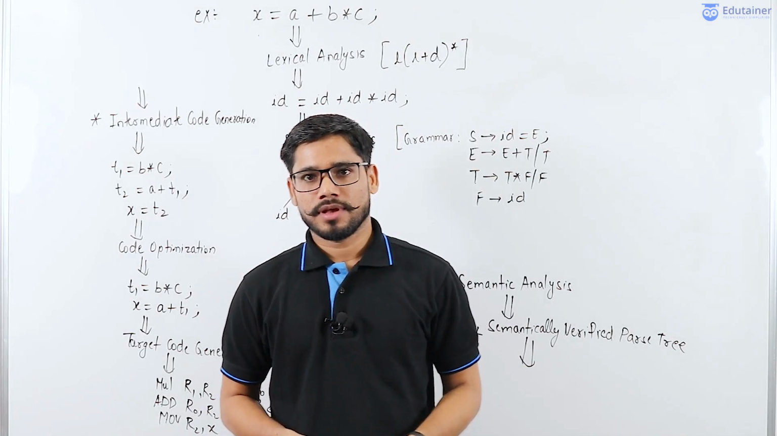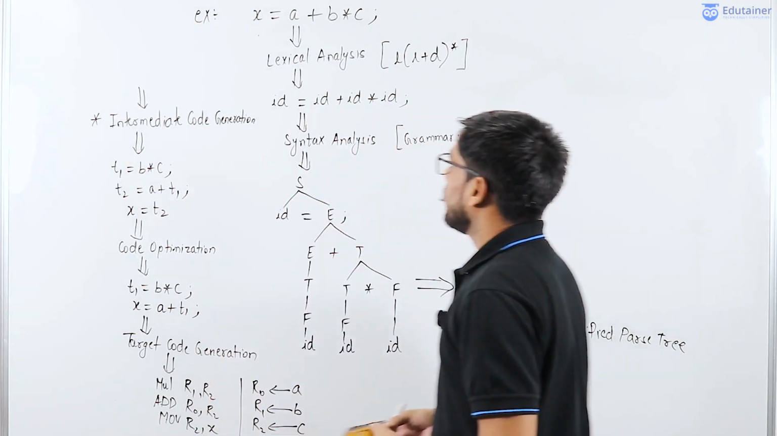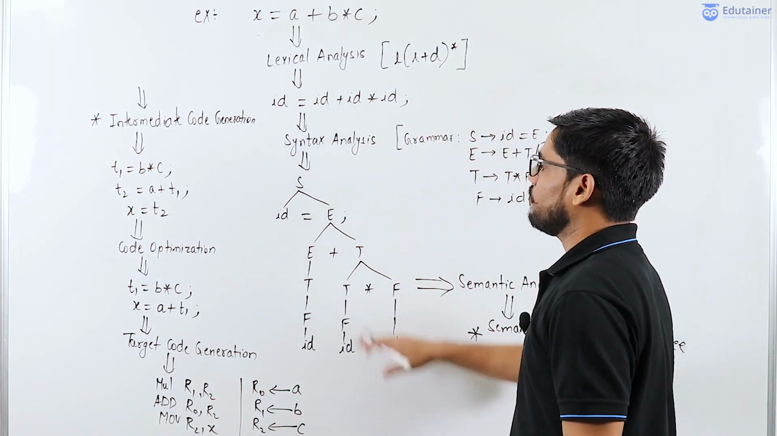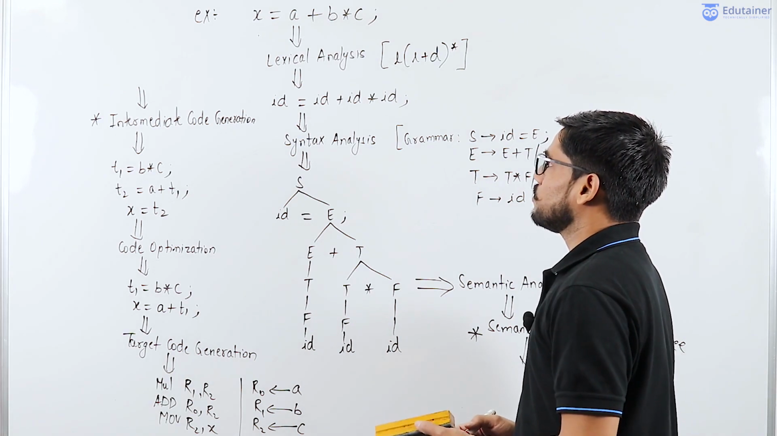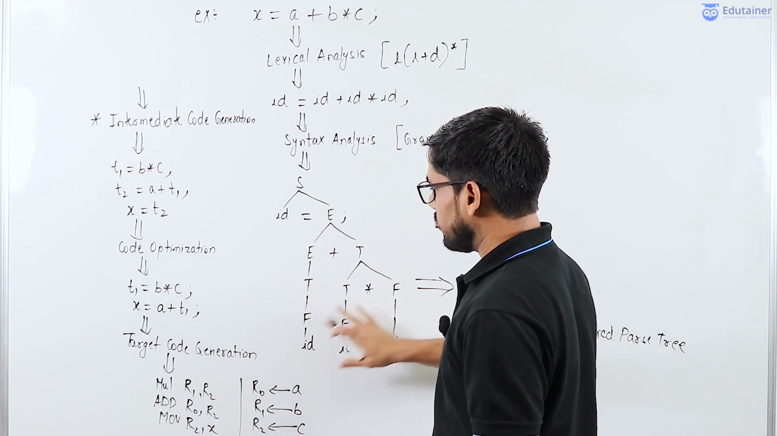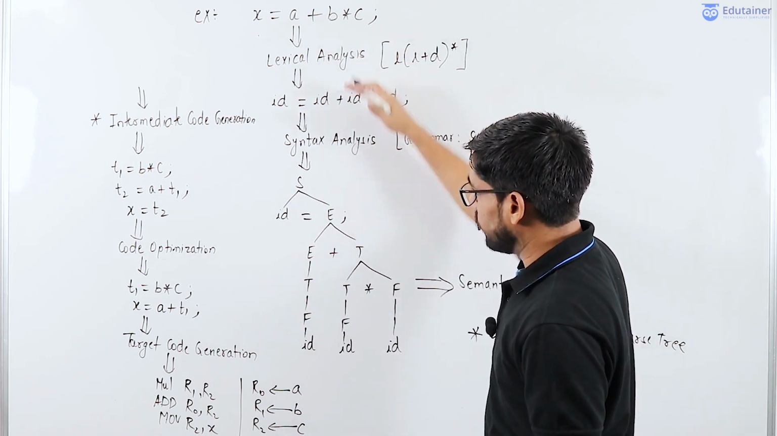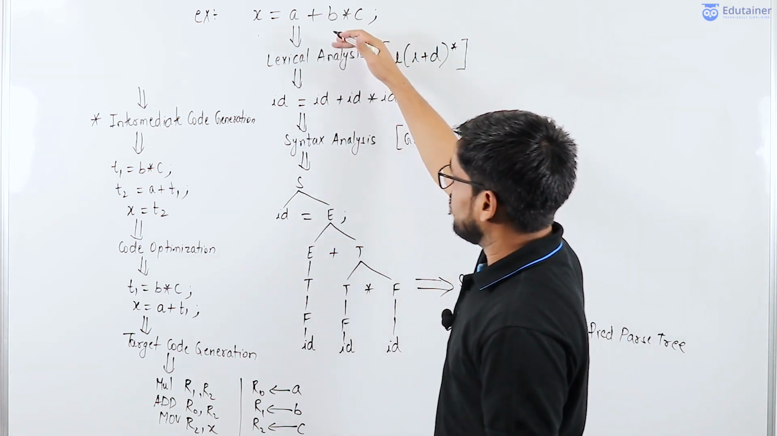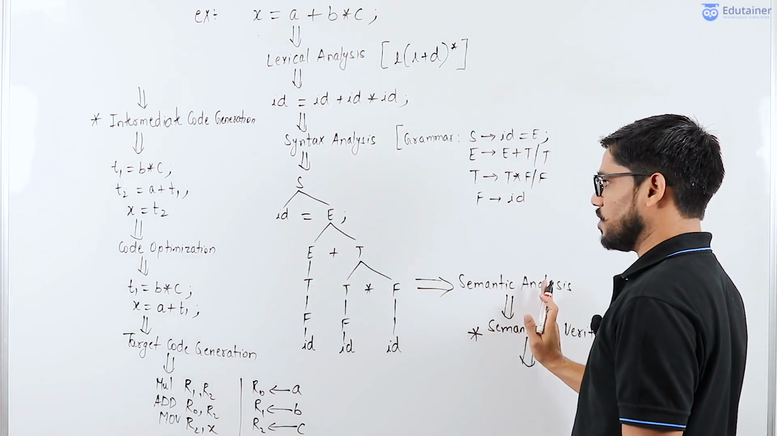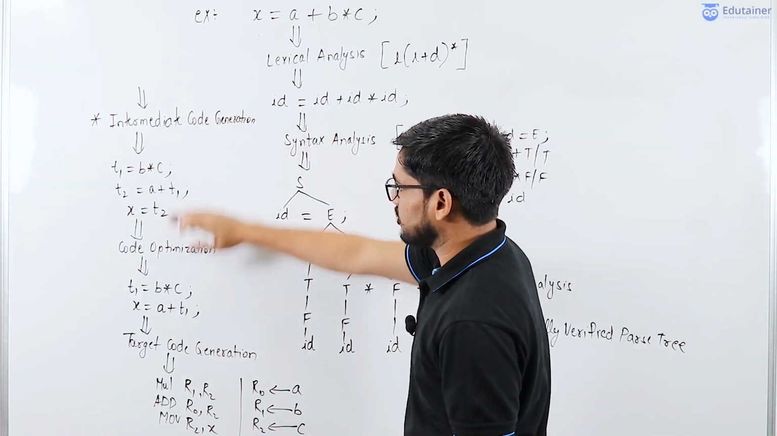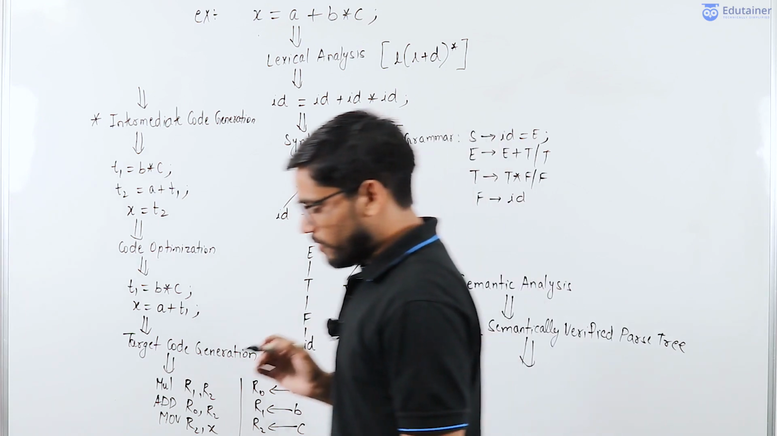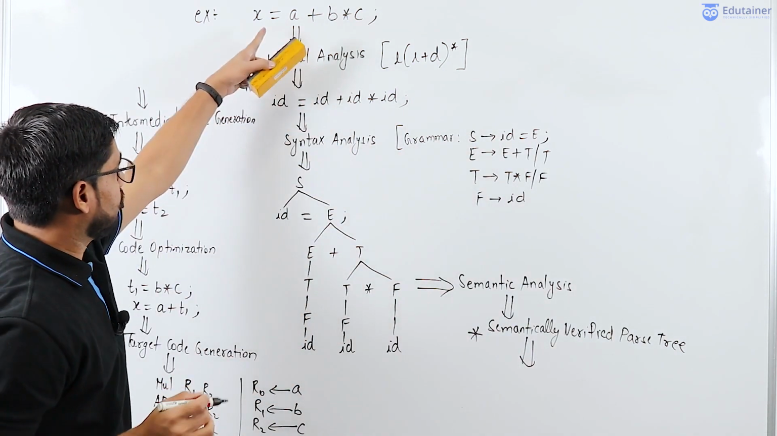Hi everyone. So we take an example to understand all the phases of compiler design. What I will do here is, I do not have enough space to write all the phases one by one, so I will write first the three phases, then the fourth phase here, and finally the fifth and sixth phase here. But you have to write this in a flow.